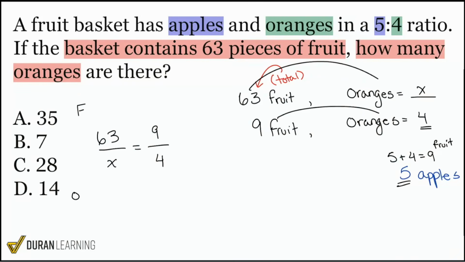Boom. Nice and easy. So here we have a couple of options. If you want to torture yourself with handwritten calculations, sure. Let's go ahead and cross multiply 9 times X. And then we have 63 times 4. If you know your mental math here, you might get 252.